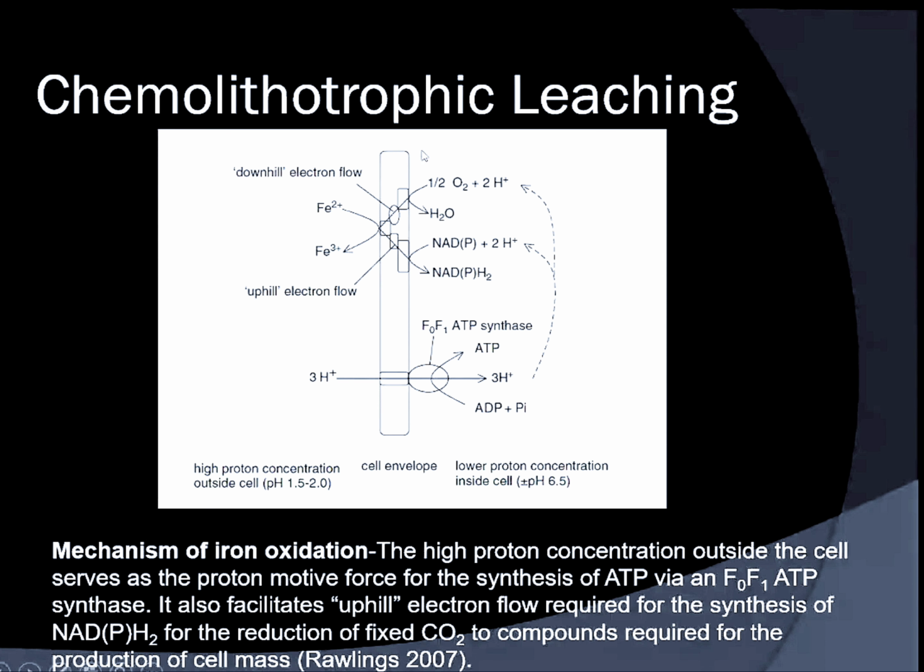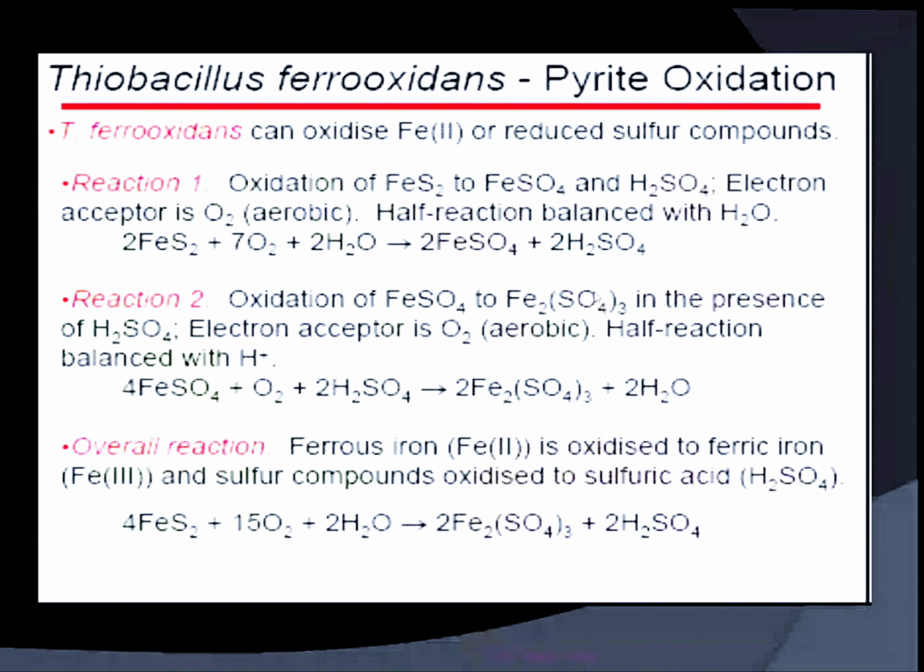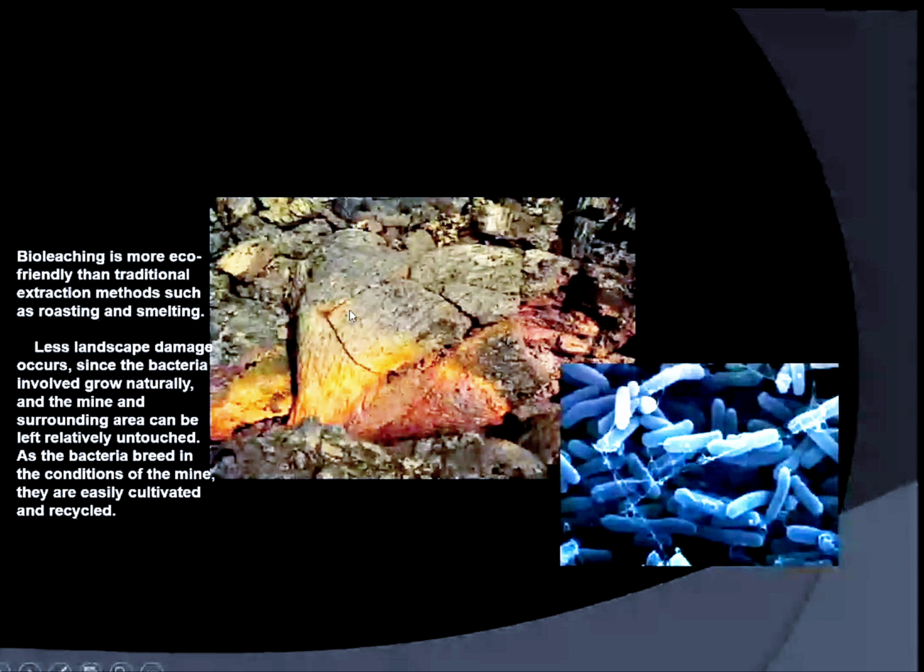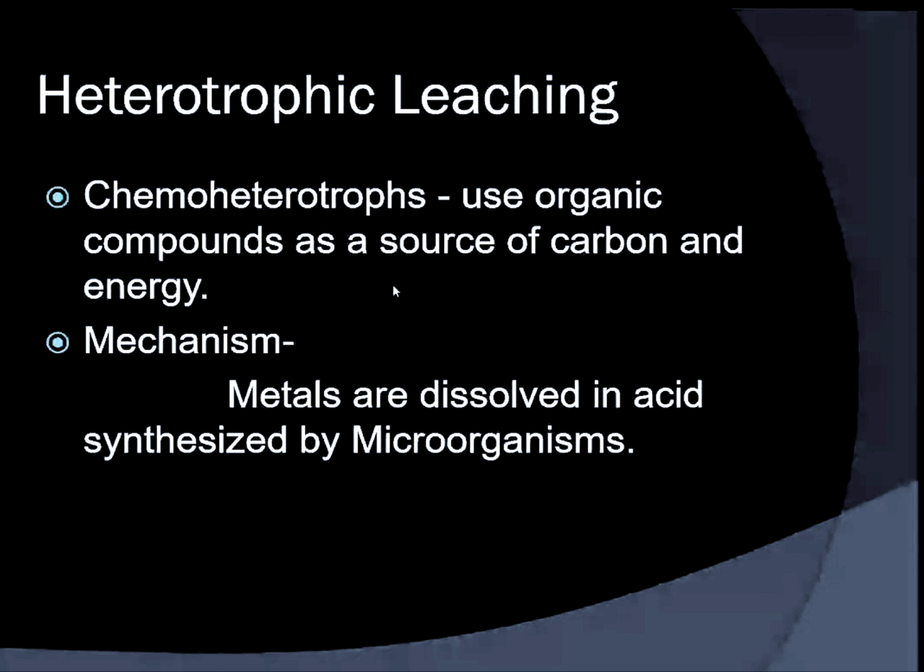You can see over here the ferrous is oxidized, giving electrons, and then NAD is converted into NADPH2. Okay, this is another mechanism; I'll not go into detail of that. Here you can see that this reddish color is because of the organisms, bioleaching iron oxidizing organisms. These are some electron microscopic images for the chemolithotrophs.